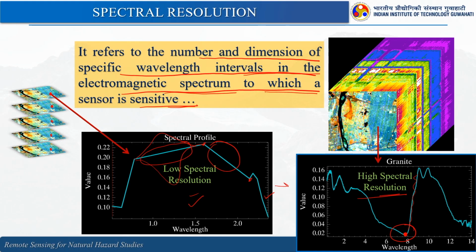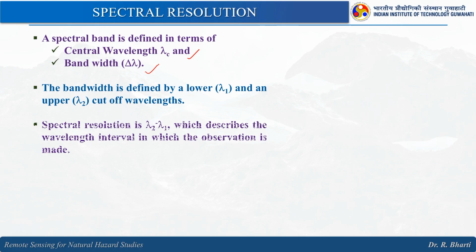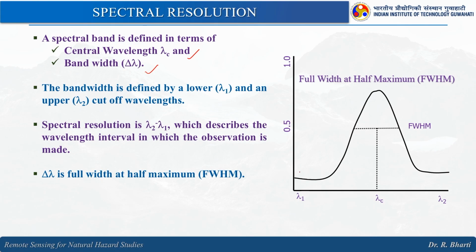So it is always better to have high spectral resolution when we are trying to identify the material property and composition. A spectral band is defined in terms of the central wavelength and the bandwidth. Here you can see in this particular image, this is the sensitivity of that detector. Let us say this is starting from lambda 1 and this is lambda 2. That particular detector is sensitive to a particular wavelength range, and we say that it is 400 to 500 nanometer. Let us assume this is 400 and this is 500.